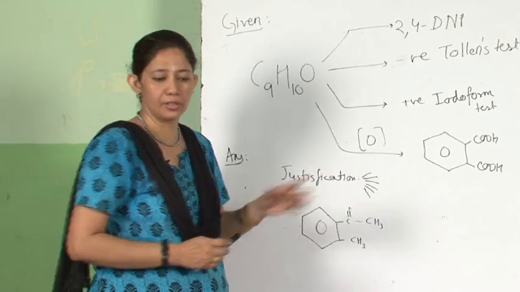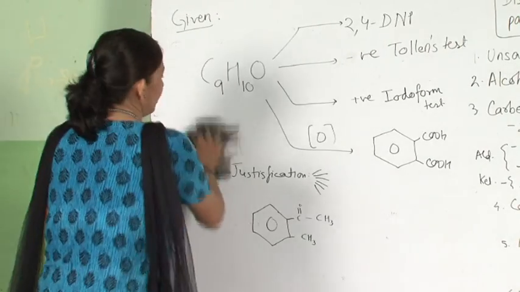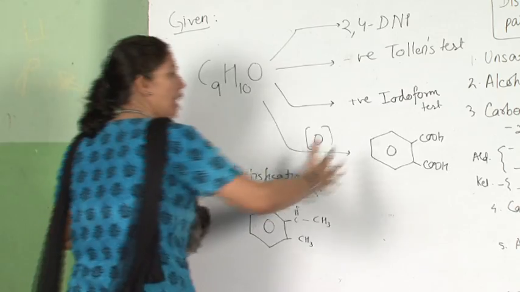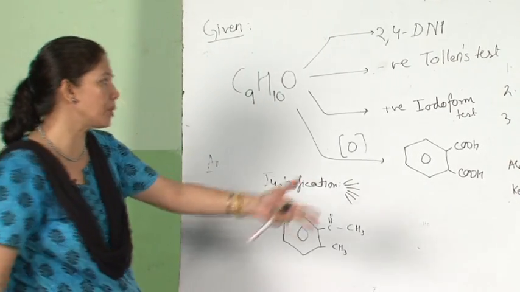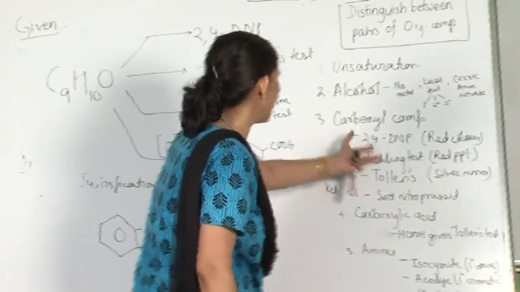I hope this part is clear, the distinguish. And always try to study, after the distinguish, always try to study the word problems, because the word problems are generally involving the Tollens and the Fehling's tests.